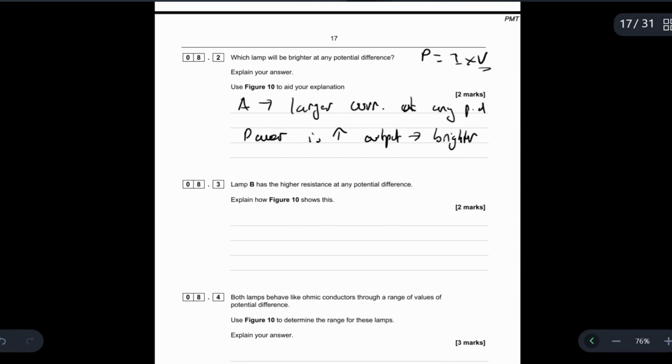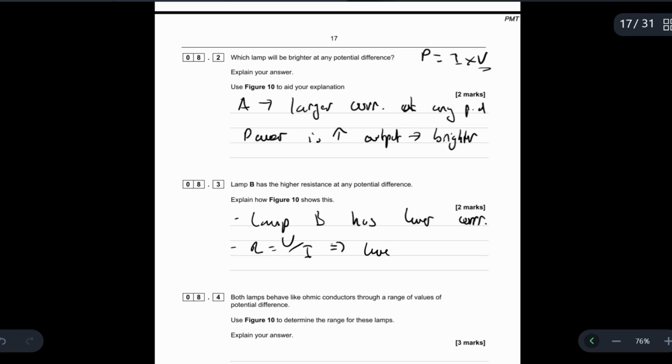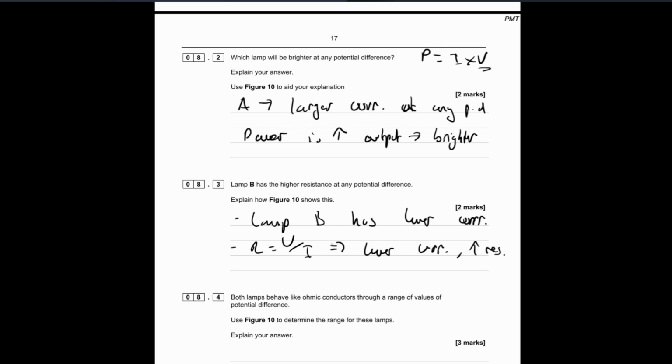And so we can put this in simple terms. Lamp B has a lower current at any potential difference. And that means that, using the equation R equals V over I, a lower current gives you a higher resistance. So it's just about, again, rearranging Ohm's law.